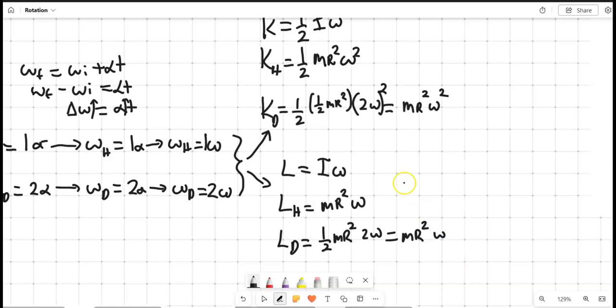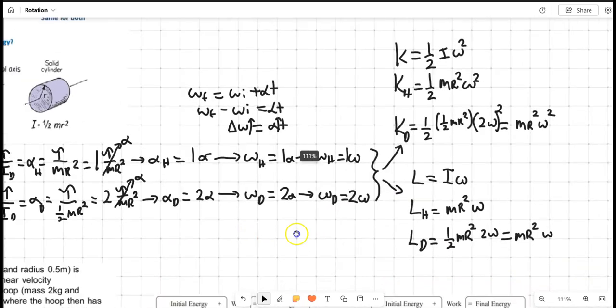So even though their kinetic energies are different, their angular momentums will be the same. And that is because the moment of inertia for the disk is half, but it's spinning twice as fast. That kind of balances out with the hoop's angular momentum of 1.